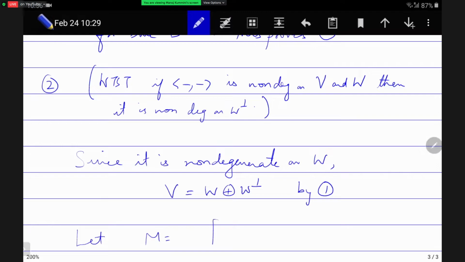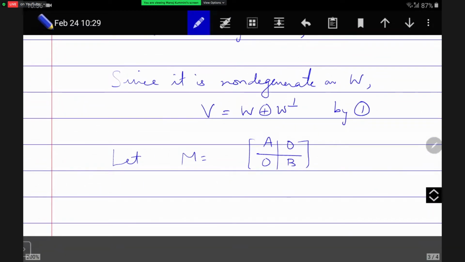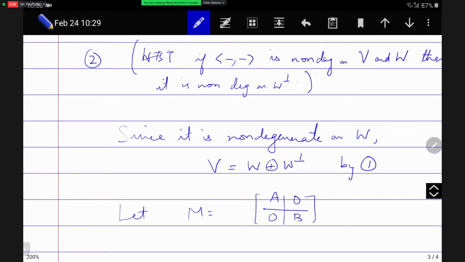So let M, and again I want to write the matrix like this: A, 0, 0, and some B. Sir, what have you written there? WTS. I want to show that. Is that what your confusion is? Sorry, want. When we write, these common phrases will be abbreviated. Various people have various abbreviations. It is like writing QED at the end of the proof, or writing a box at the end of the proof to show it has ended.